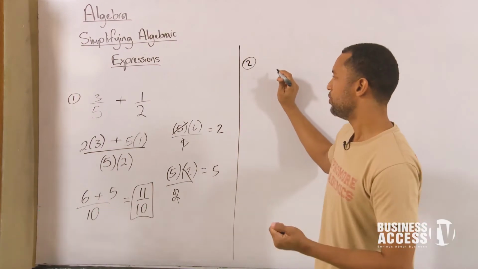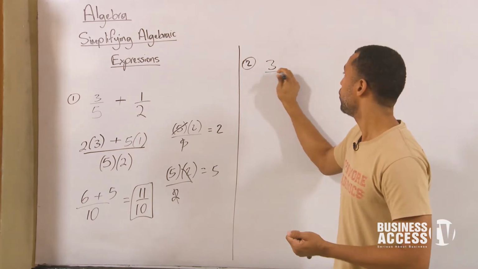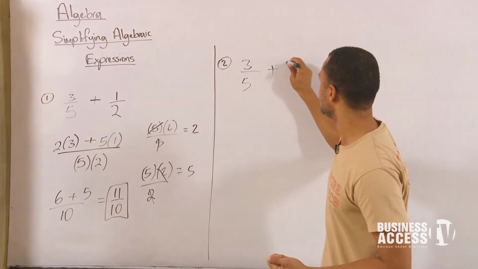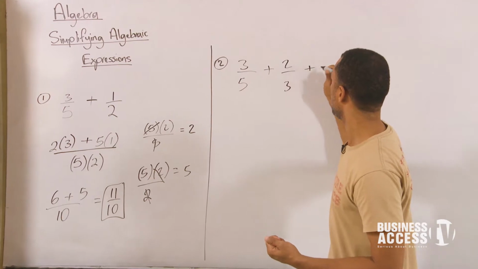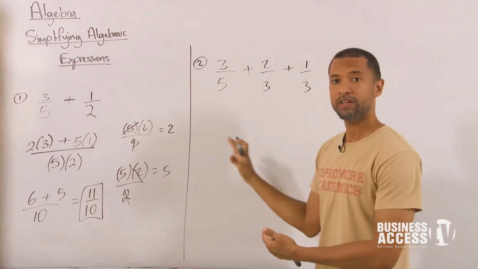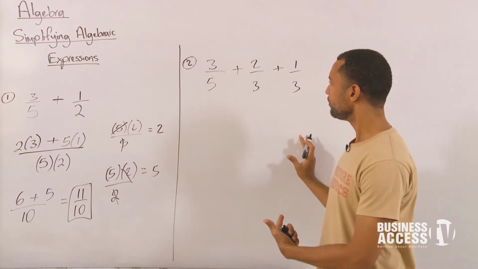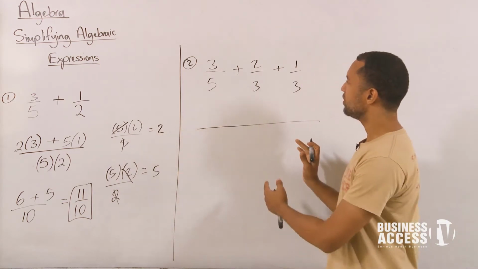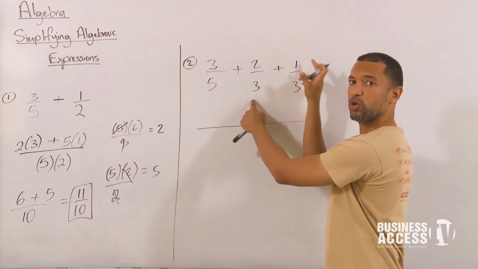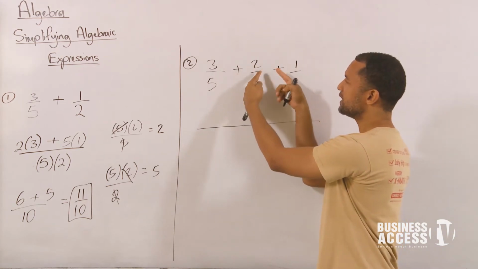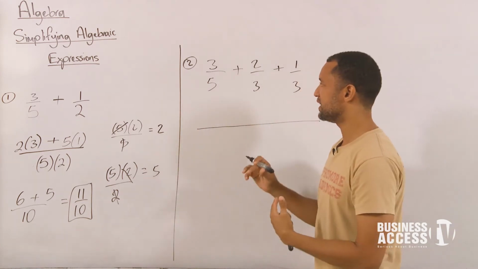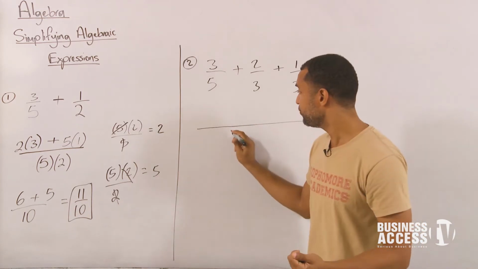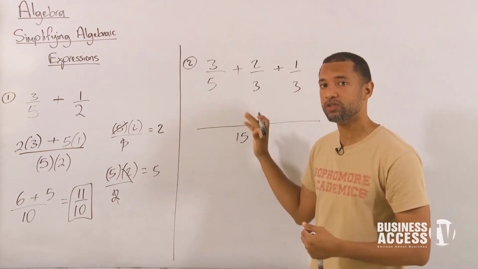So let us say we have 3 over 5. Let's use the same 3 over 5 plus, let's say, 2 over 3 plus 1 over 3. Here we have this, ladies and gents. Now, what would be the LCM for this right here? We all know that for 2 over 3 plus 1 over 3, the denominators are the same, so you could really just add them. But I don't want to do that right now. I just want to go through the process. What is the LCM for 5, 3, and 3? It is 15. The lowest number that 5, 3, and 3 can go into is 15.